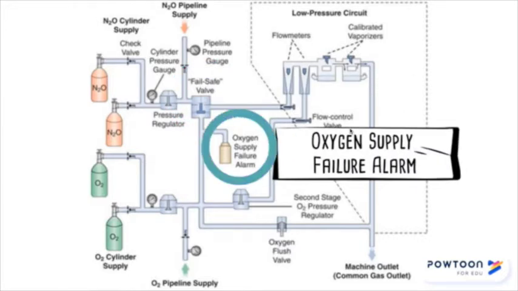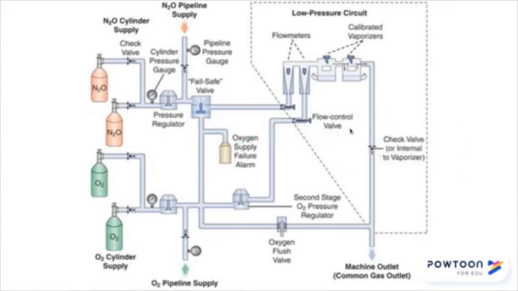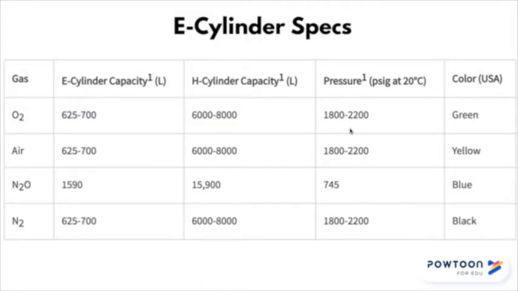And finally, the oxygen supply failure alarm, which will alert if the pressure of oxygen falls below 30 psi for greater than 5 seconds. So essentially alerting you that there's a problem with the oxygen supply from either the wall or the cylinders.